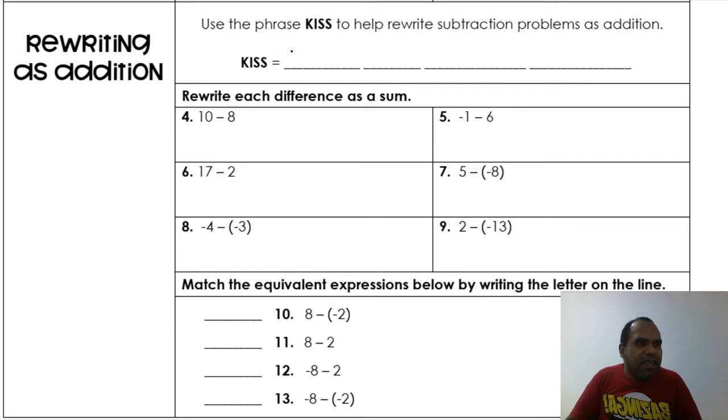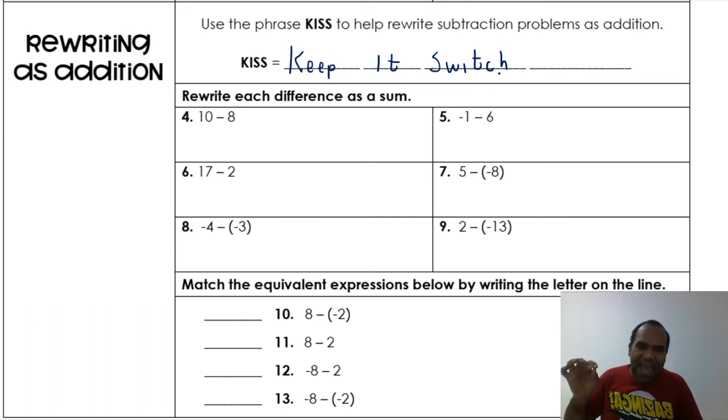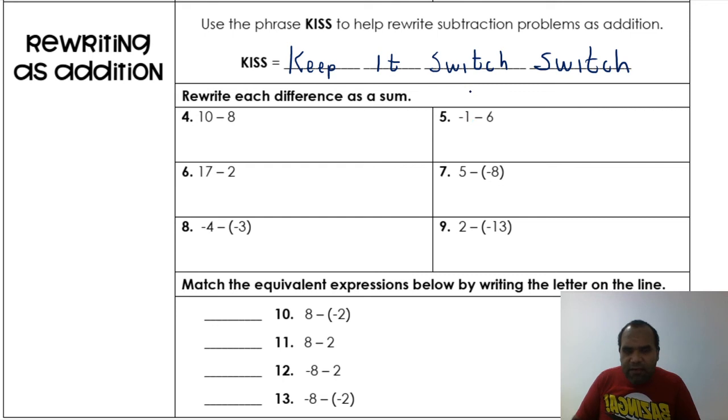KISS means K stands for keep. Keep it. Why, mister, I said to keep it? You keep the first number. Keep it. And the first S stands for switch. Switch what, mister? What will I switch when I do it? You will switch the sign. Okay? You will switch the first sign. Instead of writing a minus, you will write an addition sign. Plus. And after that, S again, S for switch again. Oh, what do I switch right now, mister? What do I need to switch? You will switch the sign of the number. If it is positive, it will become negative, and vice versa.